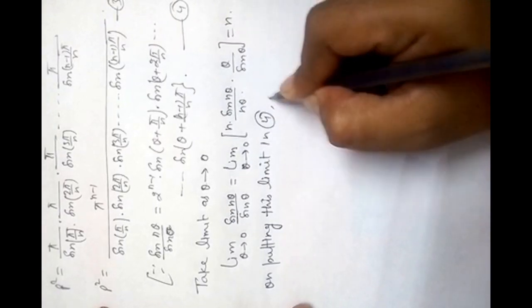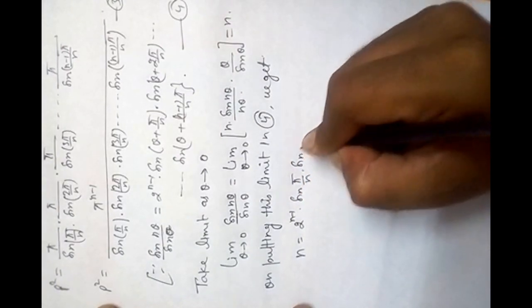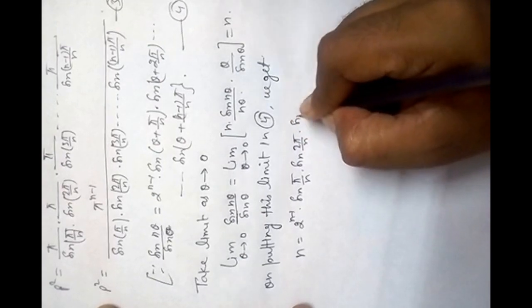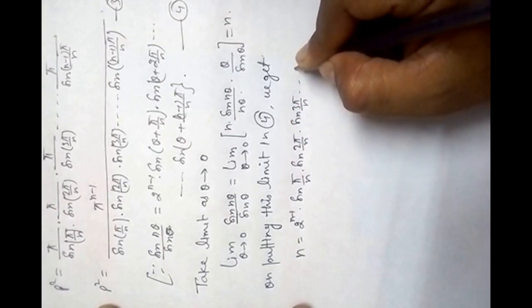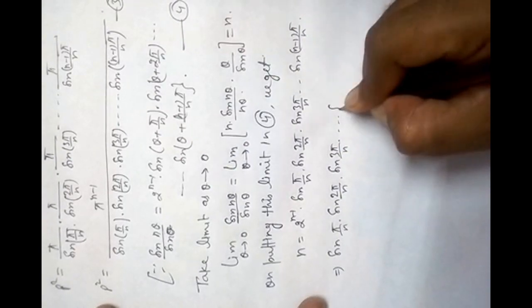in equation 4, then we get n is equal to 2 power n minus 1, sin pi by n, sin 2 pi by n, sin 3 pi by n, and so on, sin n minus 1 pi by n. So sin pi by n, sin 2 pi by n, sin 3 pi by n, and so on, sin n minus 1 pi by n is equal to n upon 2 power n minus 1.